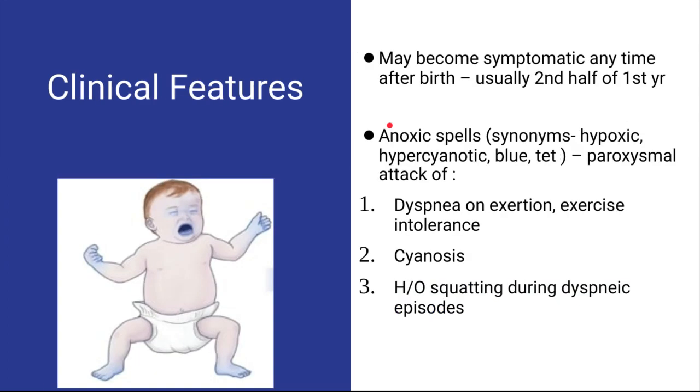So clinical features: the patient becomes symptomatic anytime after birth depending on the severity of pulmonary stenosis, and usually they become symptomatic after 6 months of age with the anoxic spell, starting after 4 months of age with increased frequency and progressive disease, and they present with dyspnea on exertion, exercise intolerance, cyanosis. History of squatting is pathognomonic of this anoxic spell.